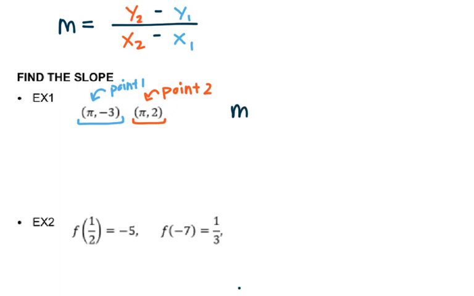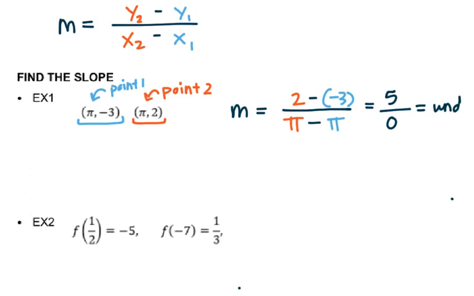And if I were to set this up, I would say m equals the change in my y values, that's going to be 2 minus -3 over, we'll have pi, take away pi. Simplifying that, I've got 2 minus -3, that is +5, 2 plus 3 over 0. Are we allowed to divide by 0? The answer is no. So the slope of this line is undefined.